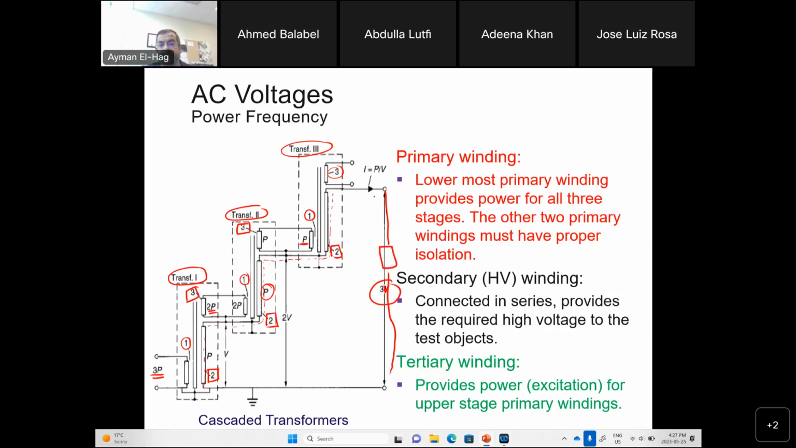Okay, so it will absorb a certain current I. Now, this transformer will be supplying that current. But this transformer needs to supply the current for both the next transformer and for the load. This is what we call 2P. It has double the load.